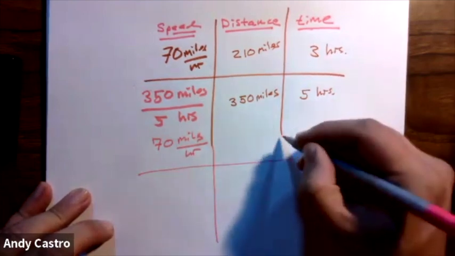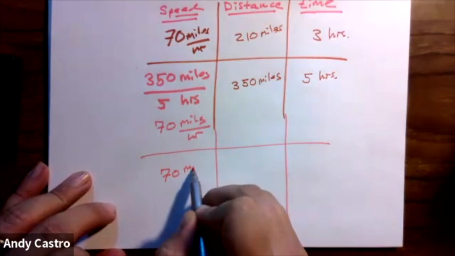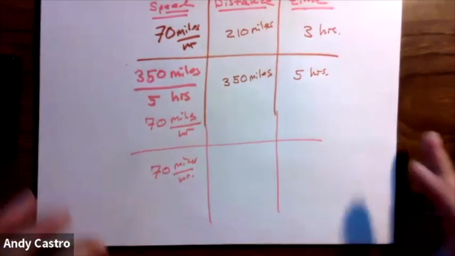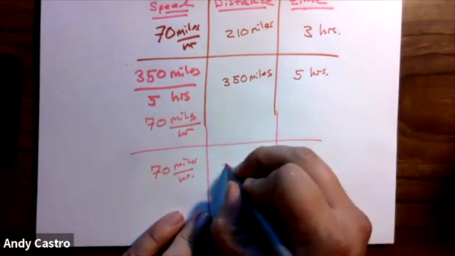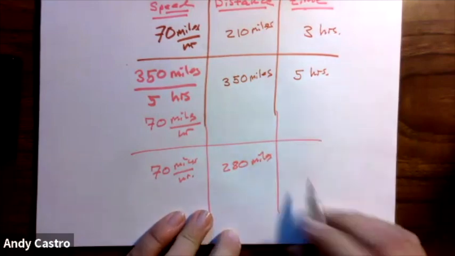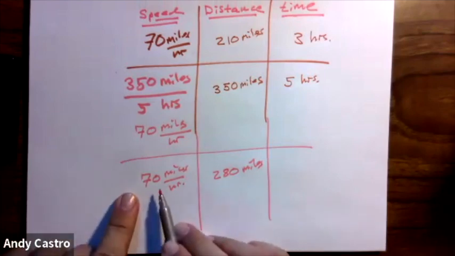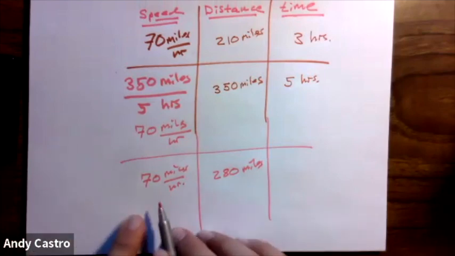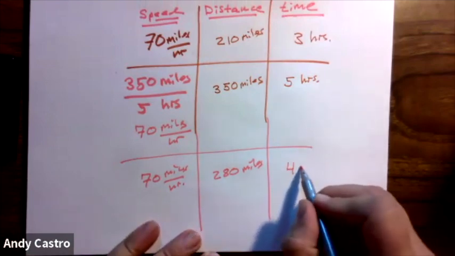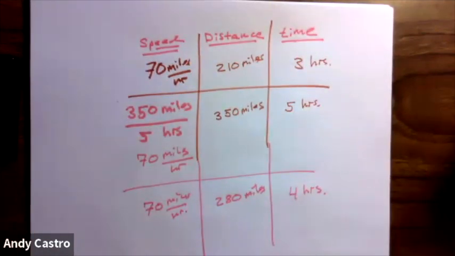If you are, for example, going 70 miles an hour, and you cover 280 miles, how many hours? You could figure that out too. You know that for every hour I'm traveling 70. So if I add 70 to itself 4 times, I get 280. So this is 4 hours. So there's a relationship here.